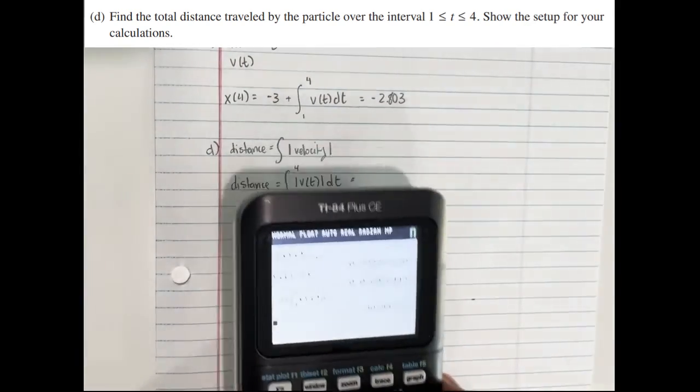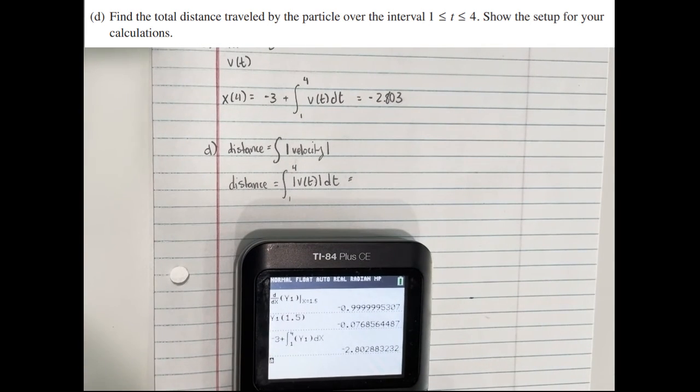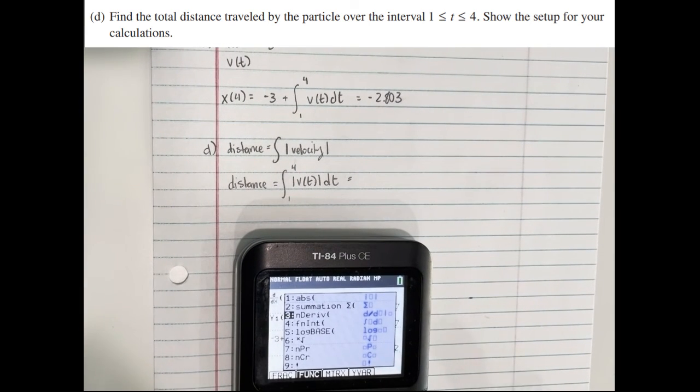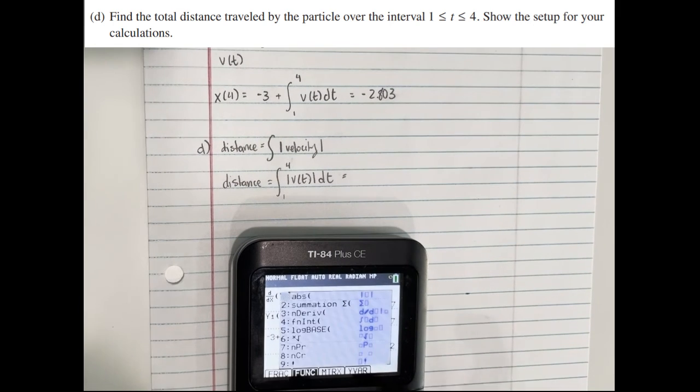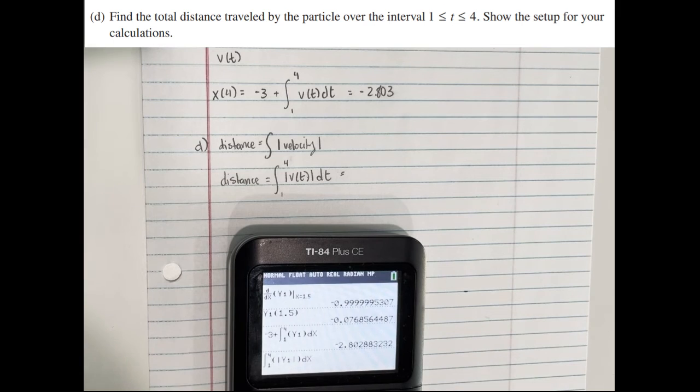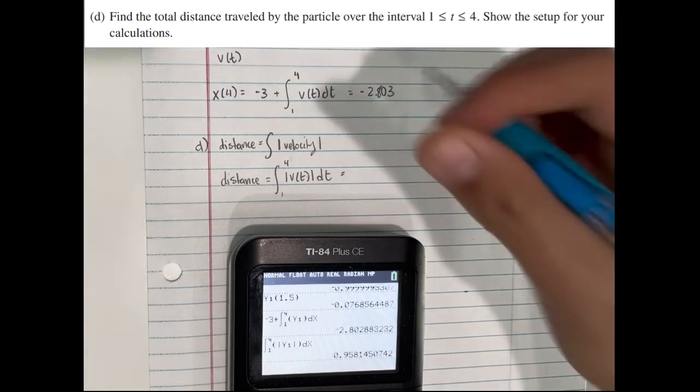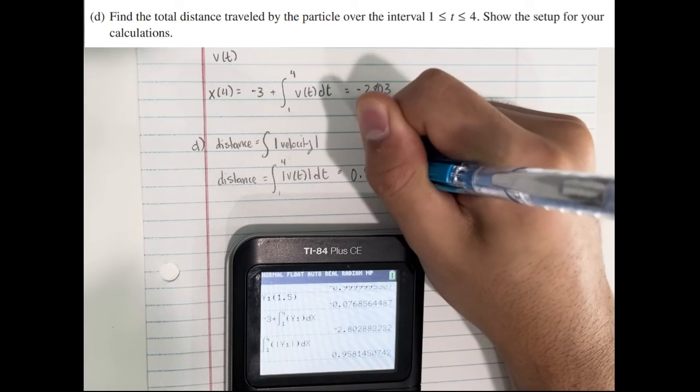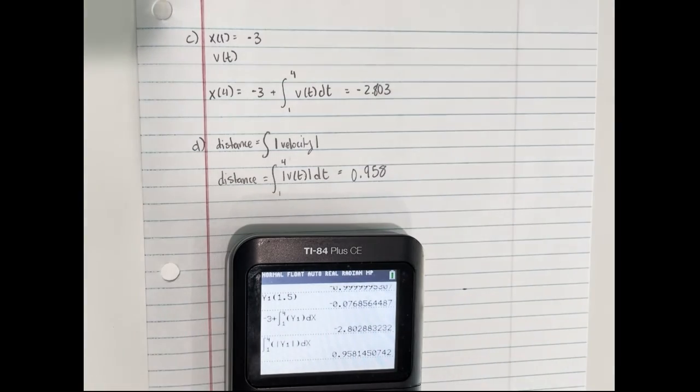So, doing this on the calculator, definite integral from 1 to 4 of absolute value of v of t, which I have stored as y1, dt. And that total distance is 0.958. So that's it for this question.